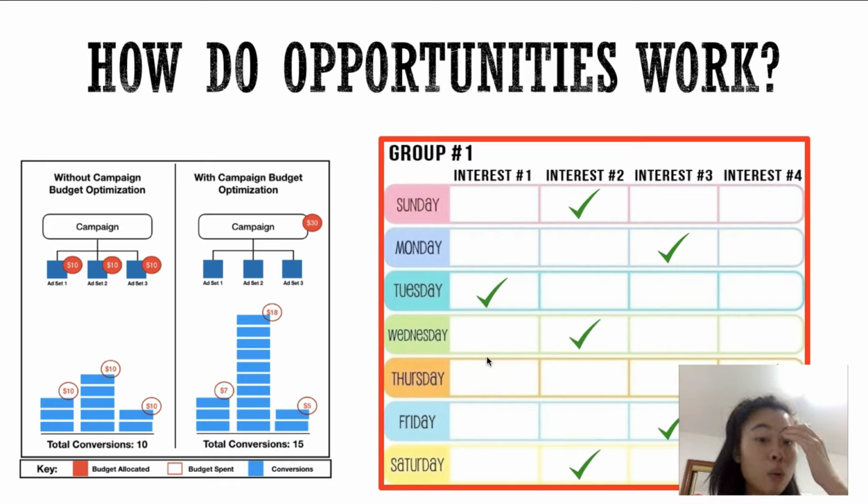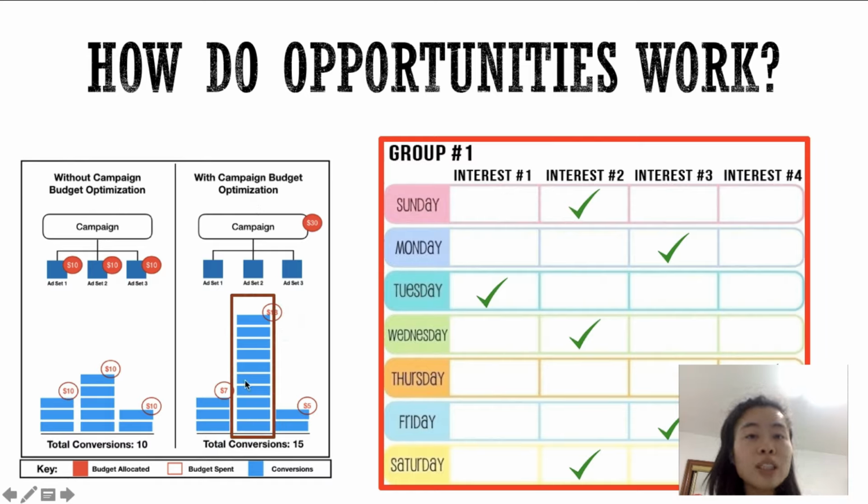All right, so I've created this little diagram myself, and this is the best way that I can illustrate how Facebook opportunities work. So say for example, you have 4 interest groups within a campaign that you want to test out. Based on Facebook campaign budget optimization, they're going to find the best performing ad set, and they're going to sync the majority of your budget to this particular ad set.